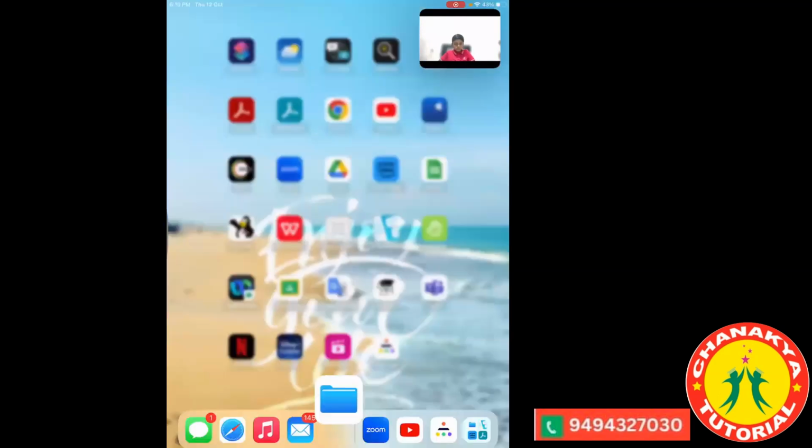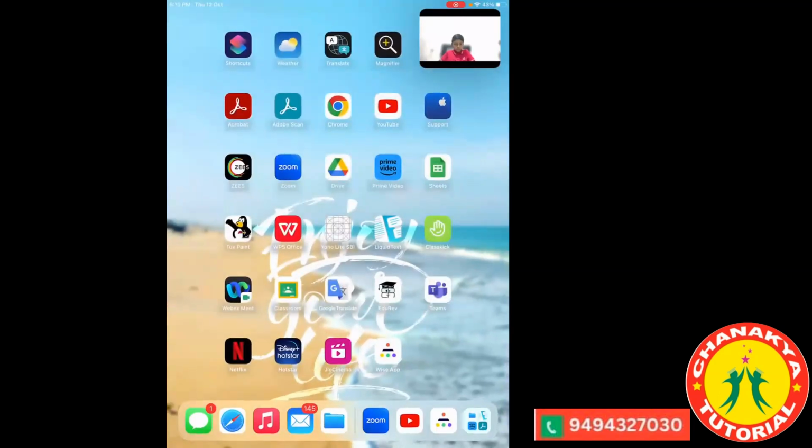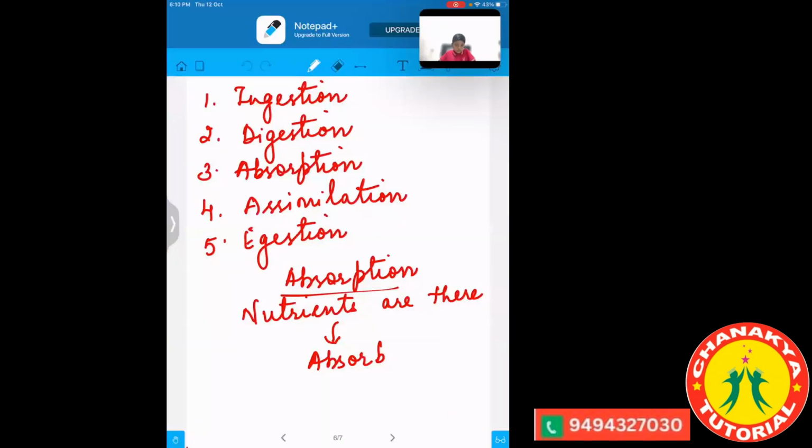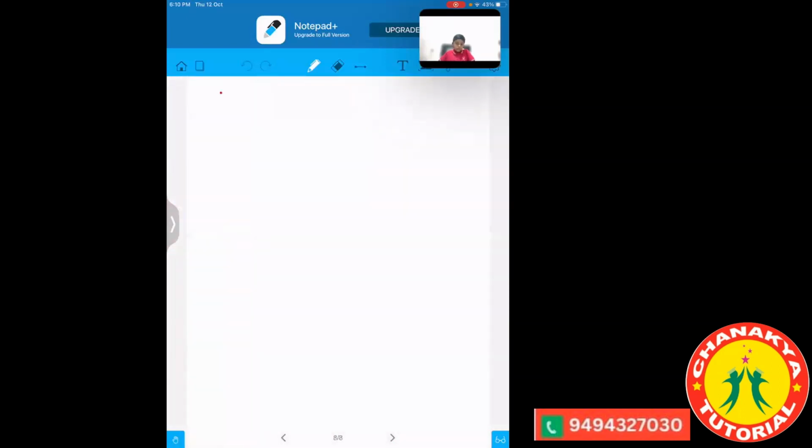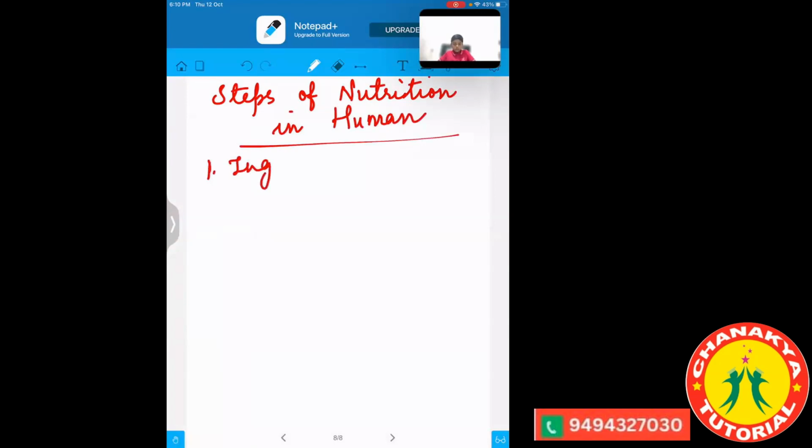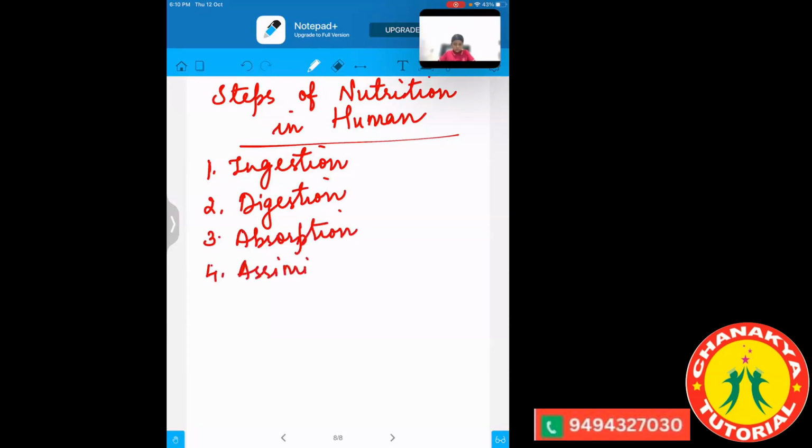Just now we have discussed these steps. So, steps of nutrition in humans. The same thing we discussed in amoeba happens in humans. There are 5 steps: ingestion, digestion, then absorption, then assimilation, and the last is egestion. So one by one, now you all tell me what you mean by all these terms.